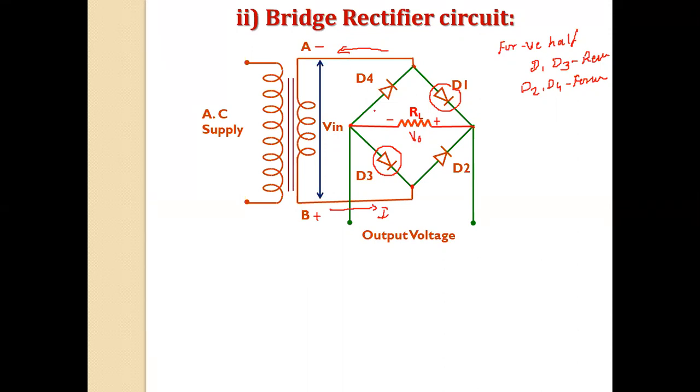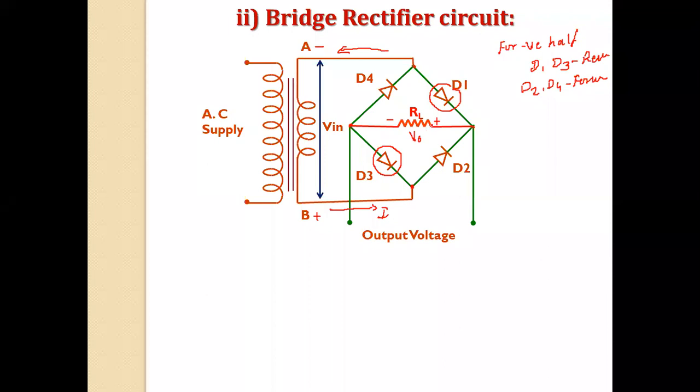If you see the output voltage developed across RL, in both cases the polarity is not changed. And as the RL polarity is not changed during the positive half cycle as well as during the negative half cycle, it means that the voltage developed across RL is unidirectional.